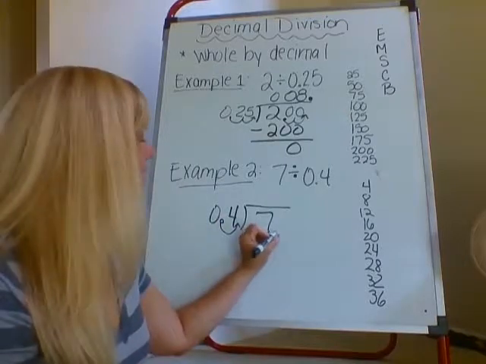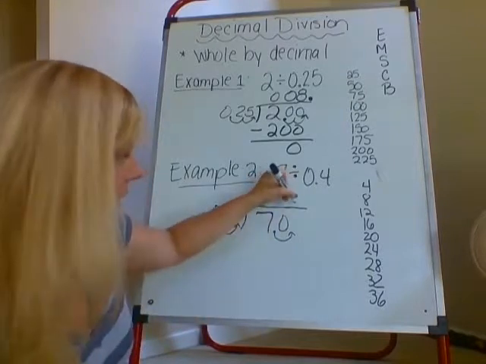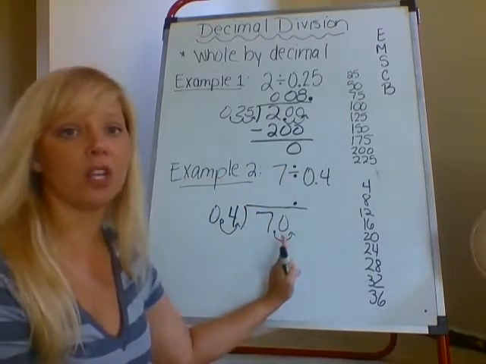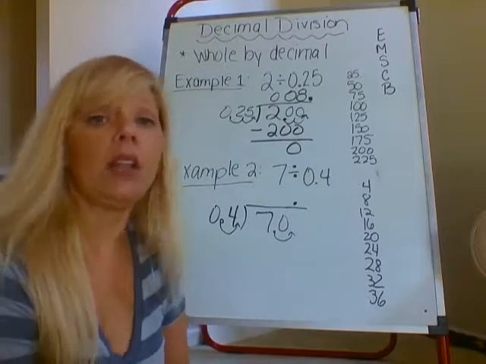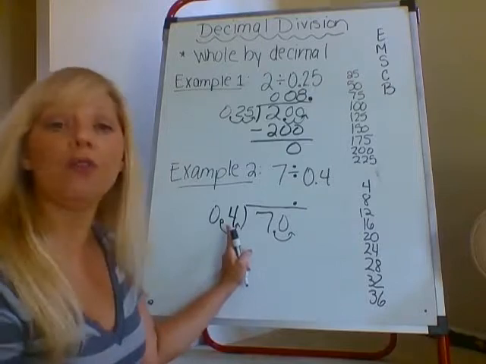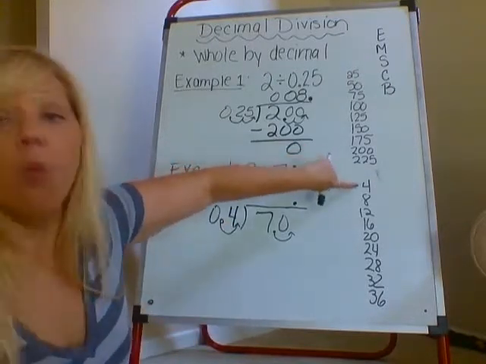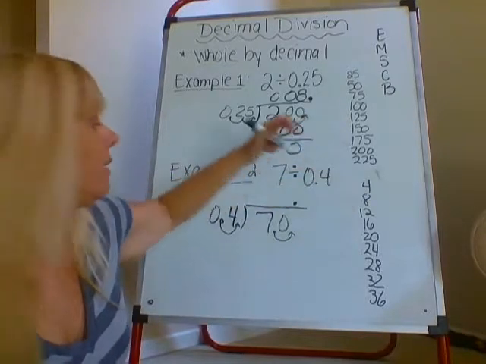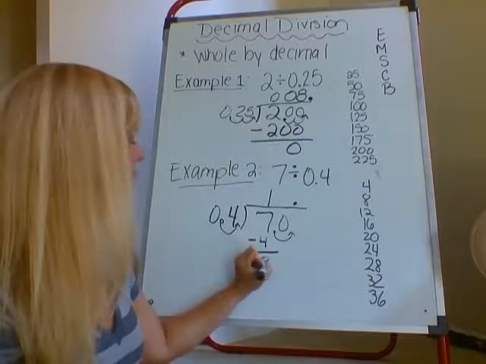So I need to do the same to my 7. Okay, and then that's where my decimal point's going to go. It's going to go straight up. All right, now I'm done with my decimal. Now I only have to worry about my long division. Okay, 4 can go into 7 1 time. 2 is too many. So 1 time, and I have 3 left over.